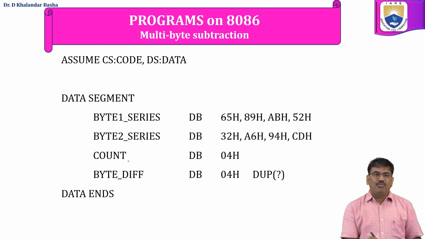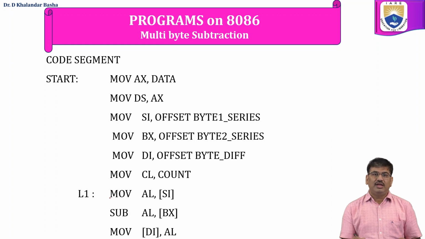In this, we are going to have multiple variables like byte 1 series, byte 2 series, then how many values we have, that is count, and byte difference, which is DB 04 DUP because 4 bytes are required, and DUP is for reserving the memory without any initialization. We end the segment by using the ENDS directive, preceded by DATA, DATA ENDS, which indicates the end of the data segment. Now we start the code segment by using the directive CODE SEGMENT.